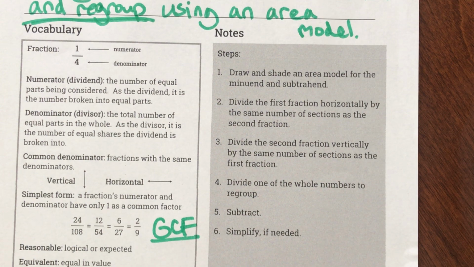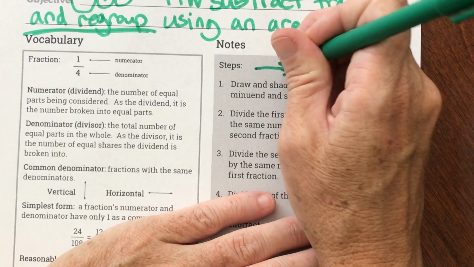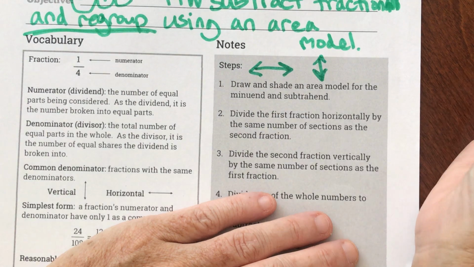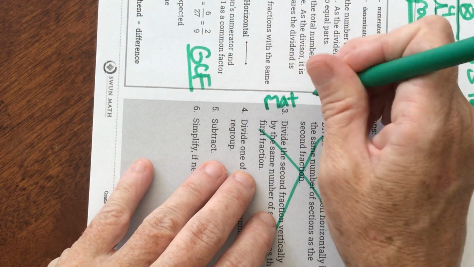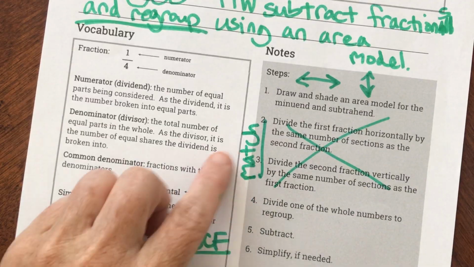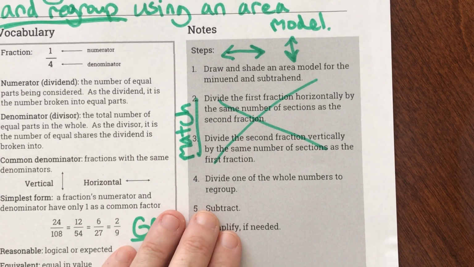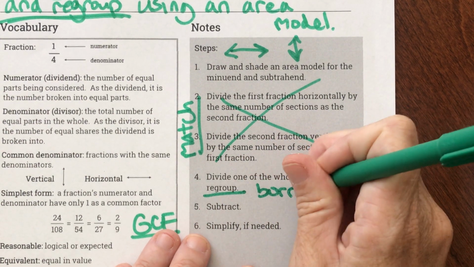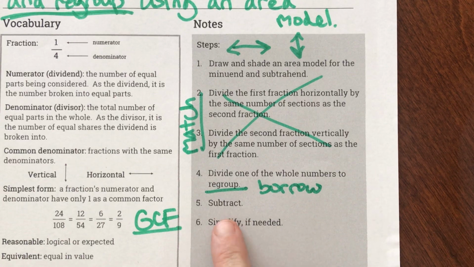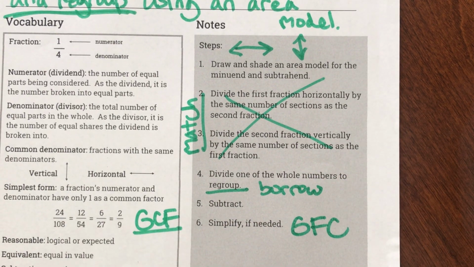Okay, so let's go back to these steps. Remember when I first draw them, I have to have one with horizontal lines and one with vertical lines when I draw them. Steps 2 and 3, remember, we just make them match. So we want our area models to match. Okay, then it says divide one of the wholes to regroup. So regroup means we might need to borrow. And then we're going to subtract and simplify if needed, and that will be using our GCF.